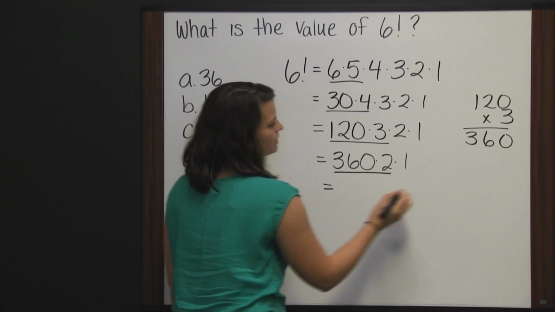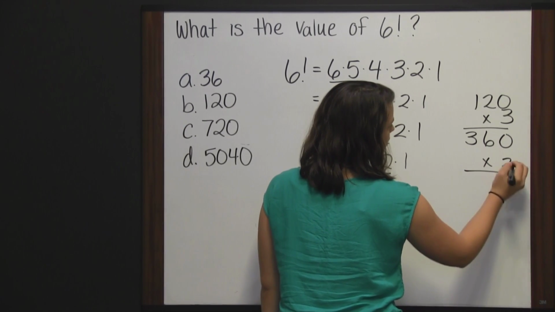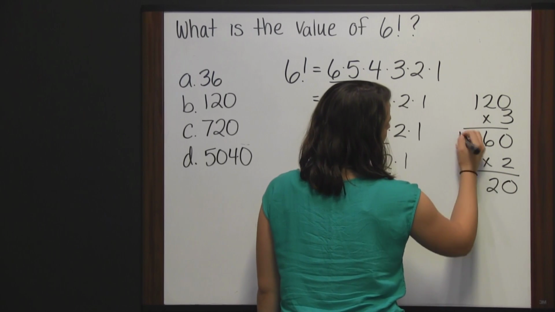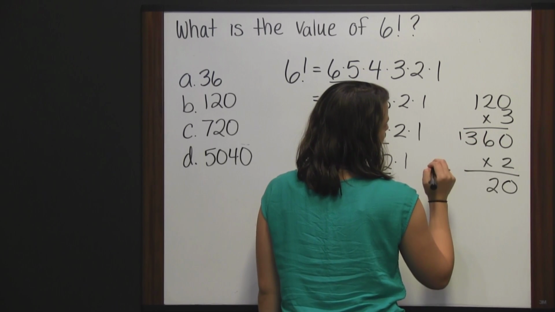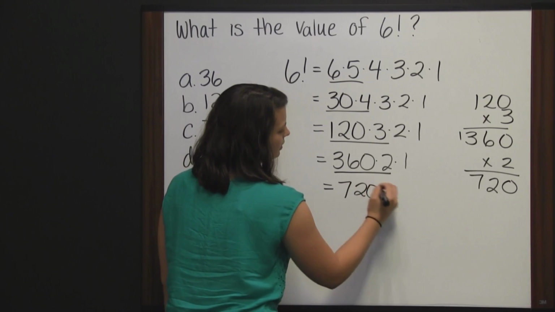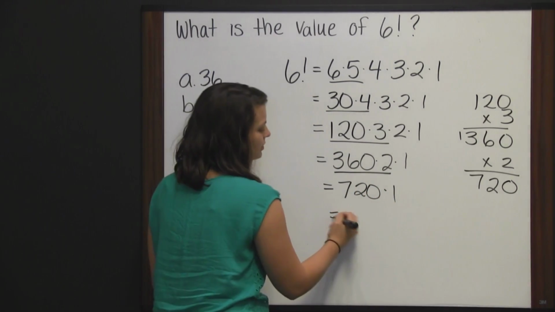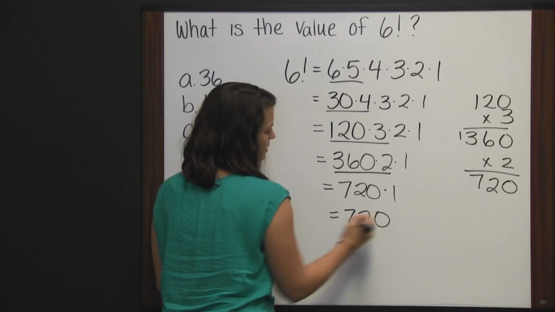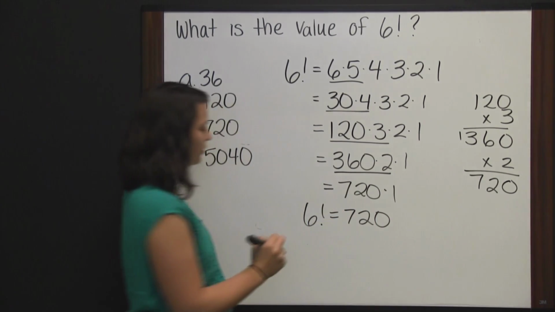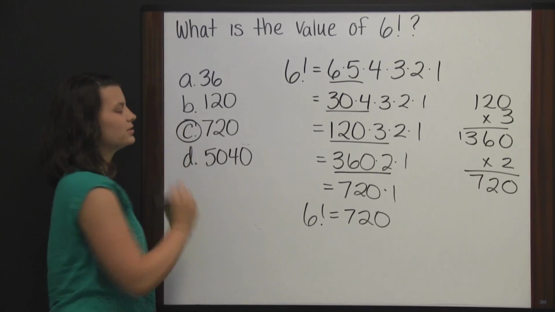And 360 times 2. 2 times 0 is 0. 2 times 6 is 12. Carry the 1. 2 times 3 is 6, plus 1 is 7. So 720 times 1. And 720 times 1 is just 720. So 6 factorial is equal to 720. Answer C.